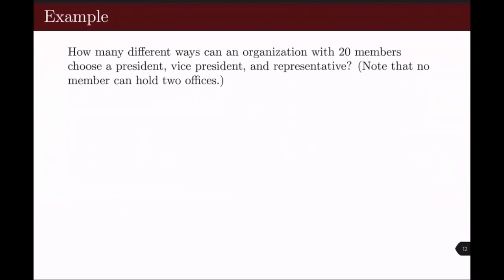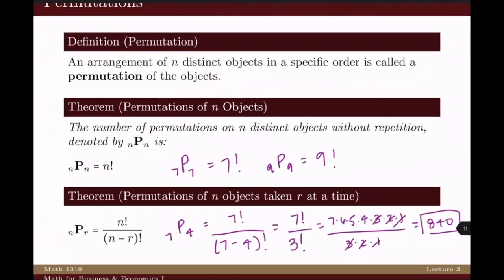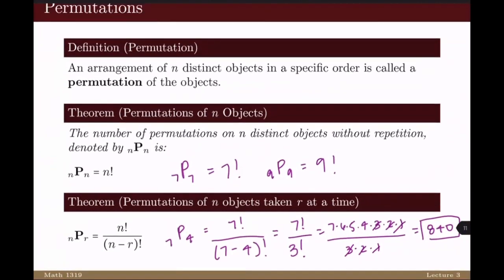How many different ways can an organization with 20 members choose the president, a vice president, and a representative? Note that no member can hold 2 offices. So we know that this is a permutations problem. It says no member can hold 2 offices. If we scroll up, it says distinct objects without repetition right here. So we can't repeat offices. We can't have 1 person in 2 offices. Okay? So that means we're looking at something without repetition.